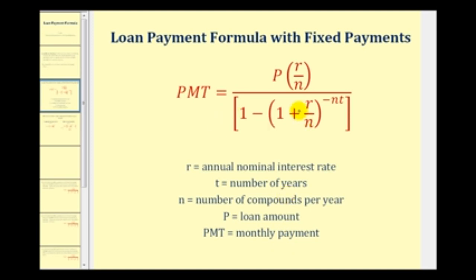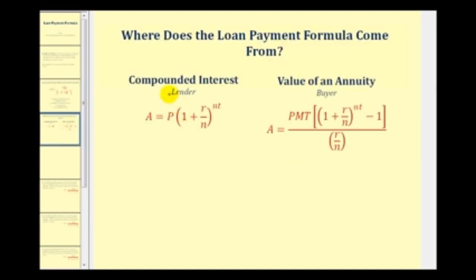Let's take a look at where this formula comes from. It comes from the compounded interest formula and the value of an annuity formula. So if you're the bank or the lender, you would use the compounded interest formula to determine the return on your investment. And if you were the person taking out the loan, you could use the value of an annuity formula, where P has been replaced with PMT for payment, to represent all of the payments that you would make to cover A, your loan amount, plus all the interest you'd also be charged.